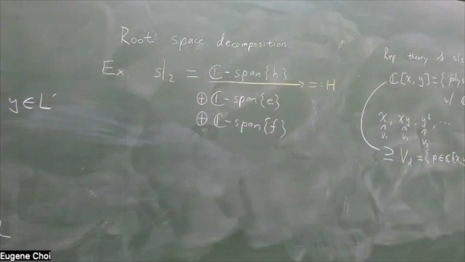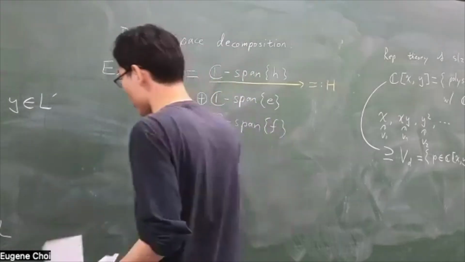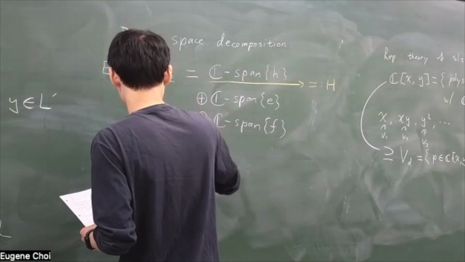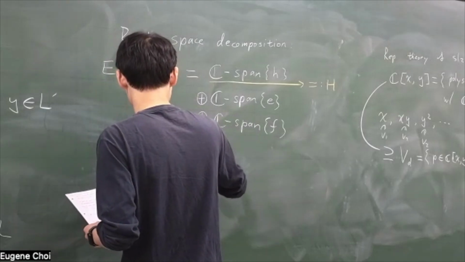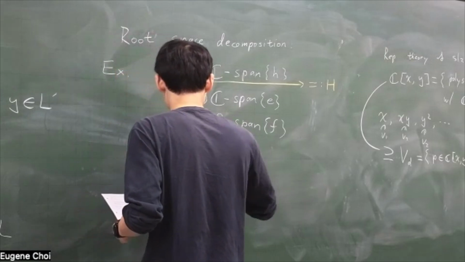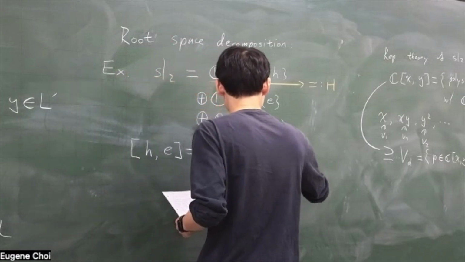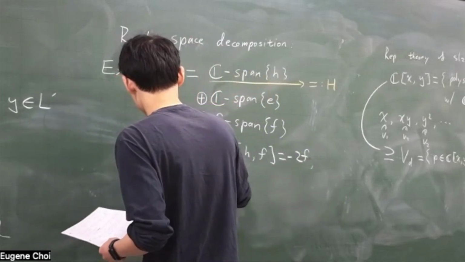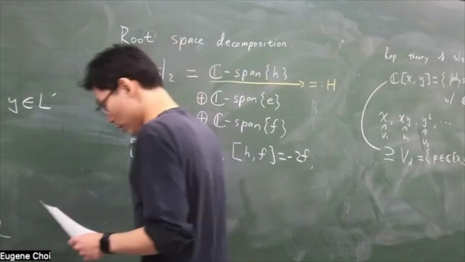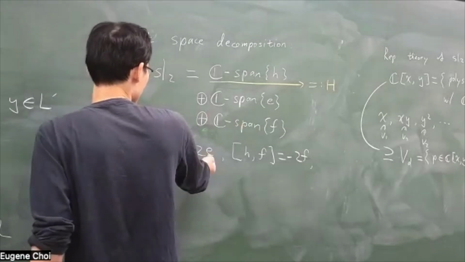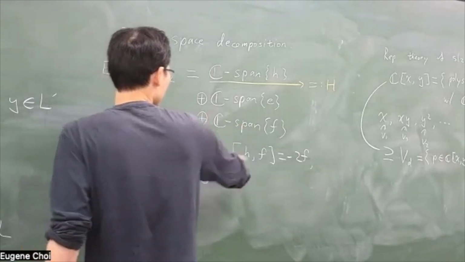Based on this notation, you might guess that this is the Cartan subalgebra, and yes, it is the Cartan subalgebra. If we recall what we've written down before, the commutator [H, E] is 2E, [H, F] is minus 2F, and of course, [H, H] is 0. So we have these coefficients: 2, minus 2, and 0.